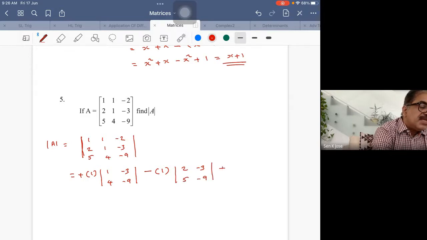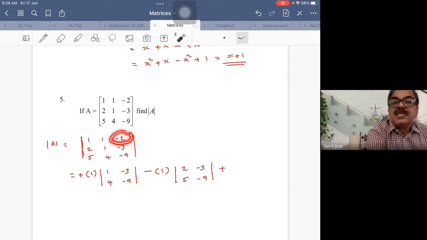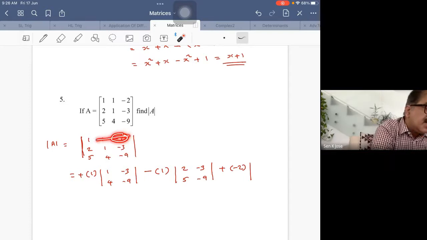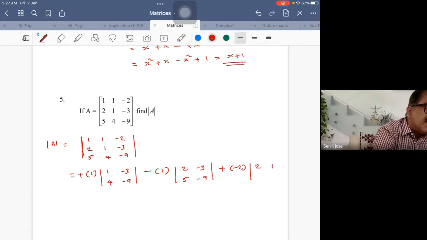Then plus the next element. It's always plus next. And the next element is minus 2. Good. The next element is negative 2 into its minor. What is the minor of minus 2? Delete the row and the column it belongs to. You can see 4 different numbers: 2, 1, 5, 4.